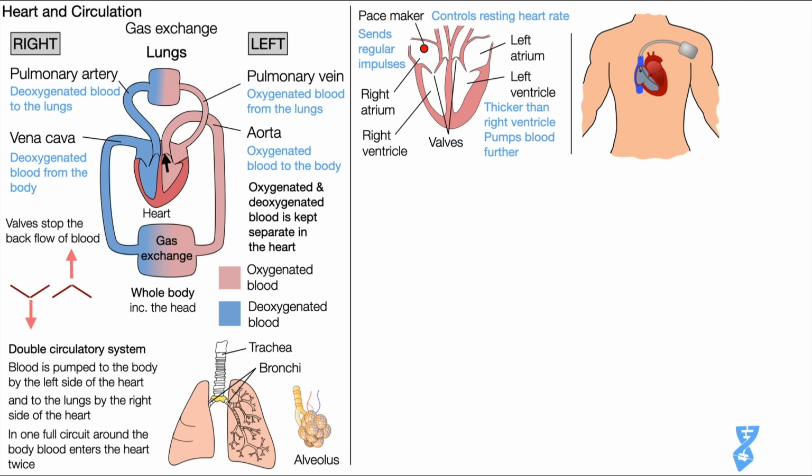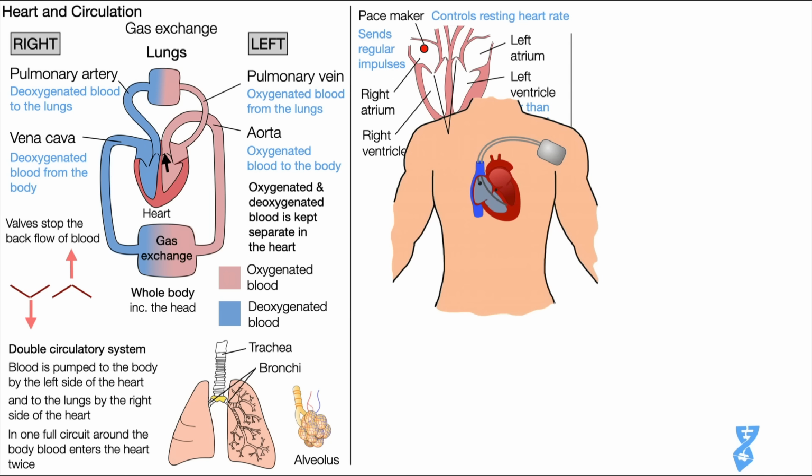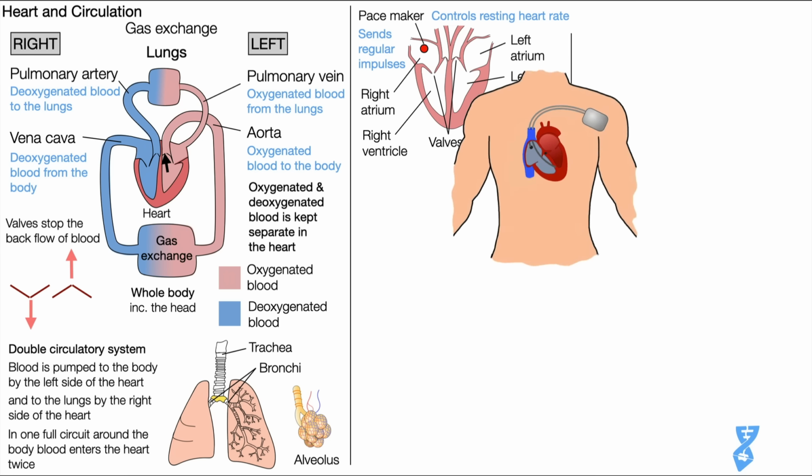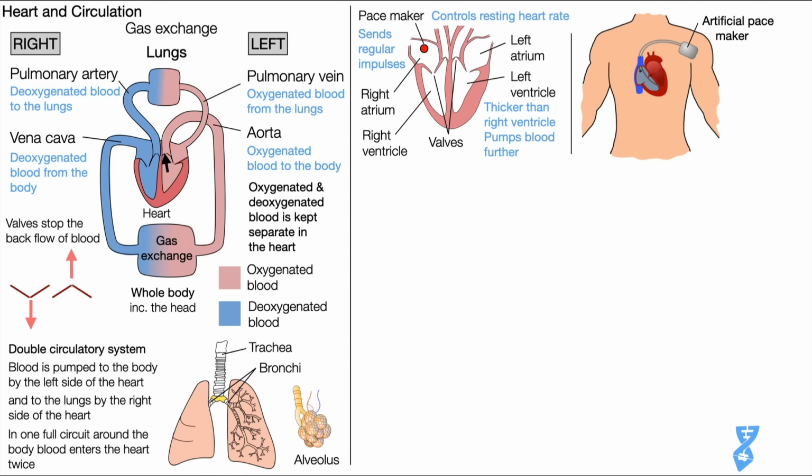Sometimes the heartbeat is not regular. You can see here this person is fitted with a device, and that's called a pacemaker. It's an artificial pacemaker, and it helps to send regular impulses across the heart for a heart that is not beating properly if the heartbeat is irregular. It's an electrical device that sends regular impulses to the heart and helps regulate the heartbeat.